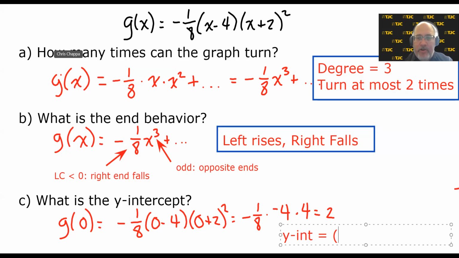Y-intercept, when we put in x equals 0, we get 2 for the Y. Let's put a blue box around that. Y'all can hear my phone dinging.